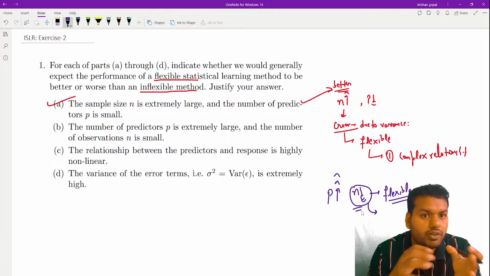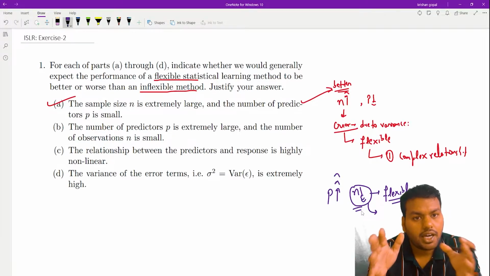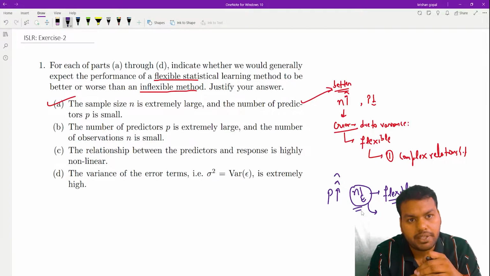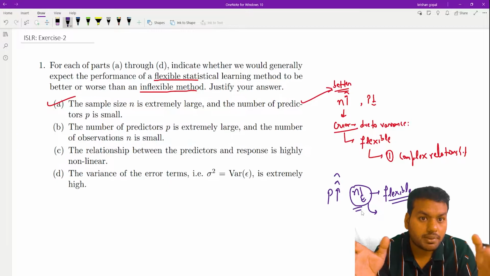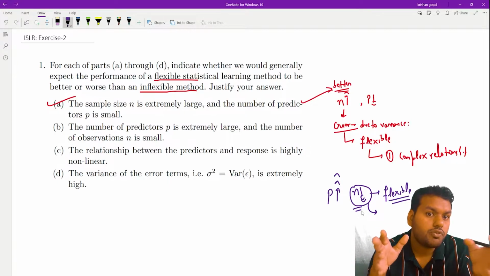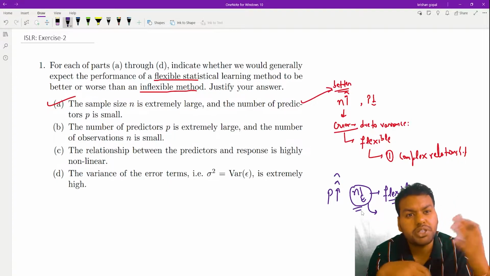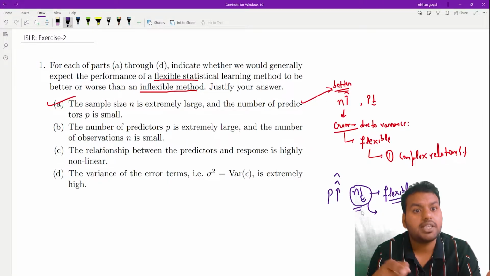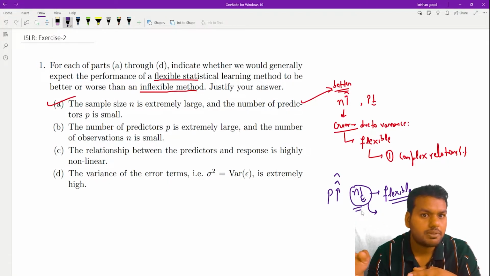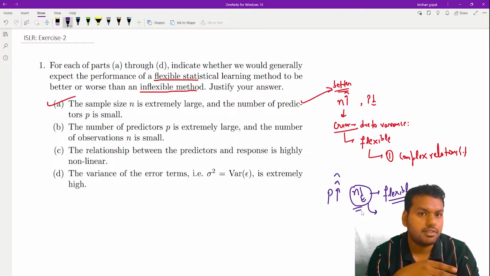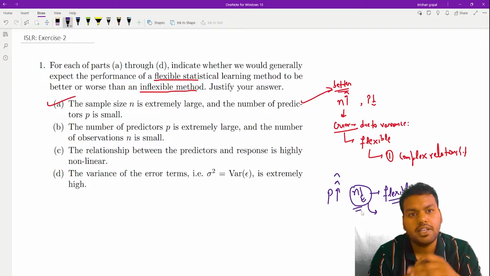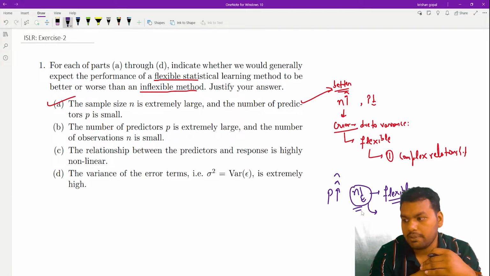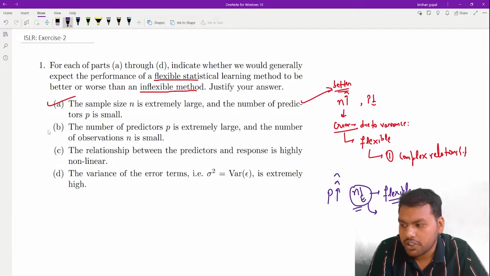So in this case, when I have a small amount of data, I should go first for the inflexible method. Here the predictors are more, so if I use the flexible method, the computational cost is very high. But if I use an inflexible method, maybe it works well because I have a small amount of data and more predictors. So in this case, the inflexible method works well compared to the flexible method. This is the explanation of the second question.